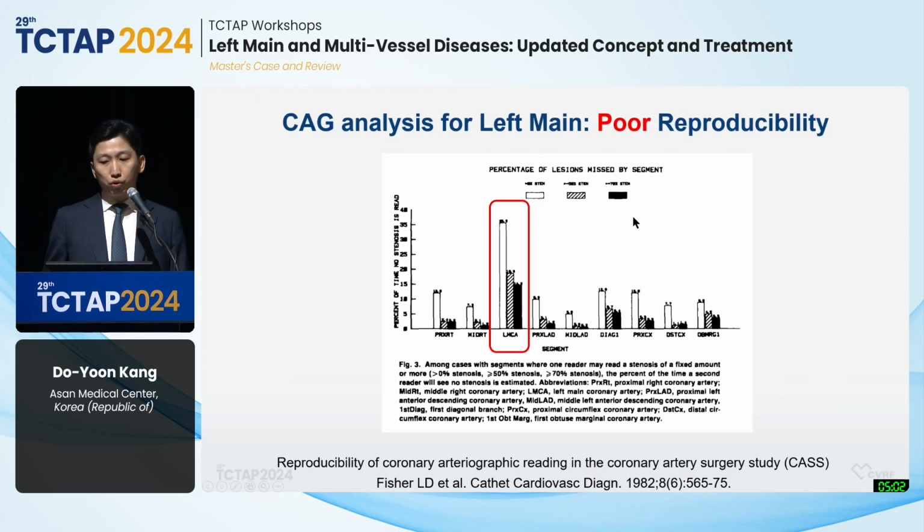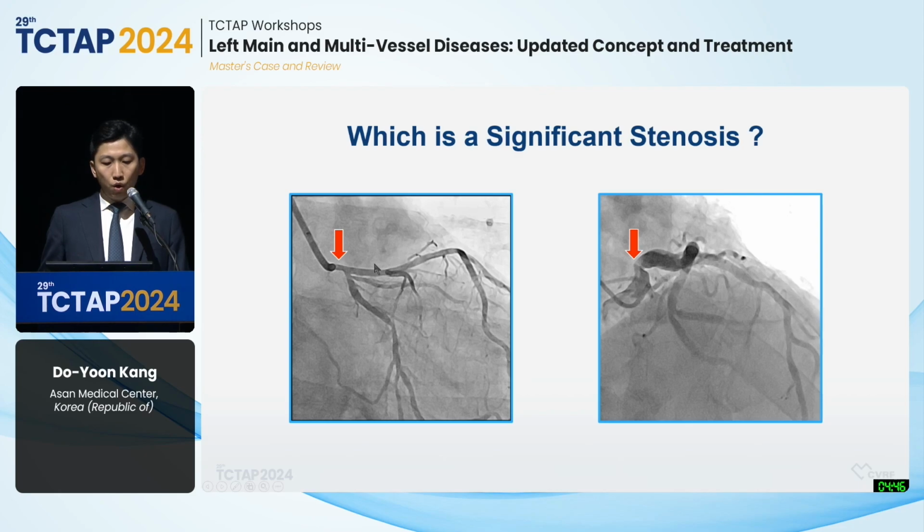So the problem is that in coronary angiography, left main disease is not very well evaluated, with poor reproducibility. This is a very old study. However, the percentage of lesions missed by segment was much higher in the left main segment. Many diseases were missed by the angiography. Then we now have two angiograms, and which would be a significant stenosis? On the left side, it looks very mild, and on the right side, there is some severe angle, but by angio, we don't know.